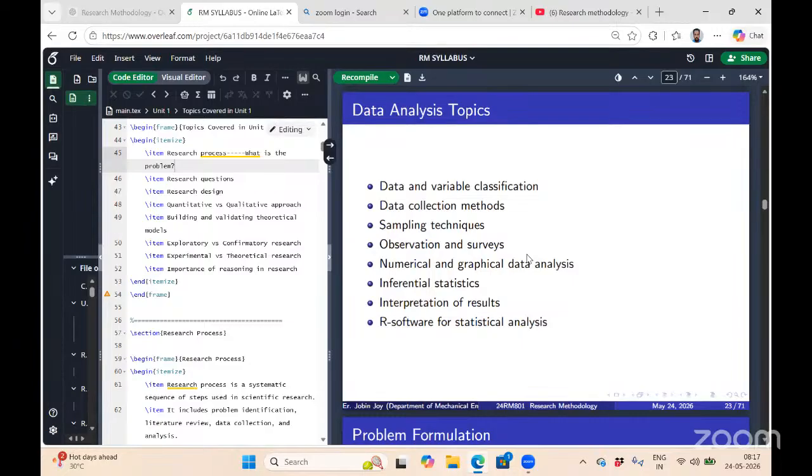Inferential statistics means we have the sample data, and with the help of this sample data, we will be generating conclusions about the population. This is called inferential statistics. Interpretation of results means, after conducting the research, the findings, the explanation of the findings. That is what is called the interpretation of results.